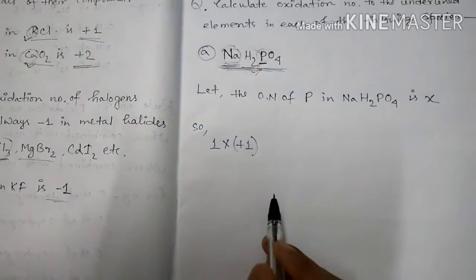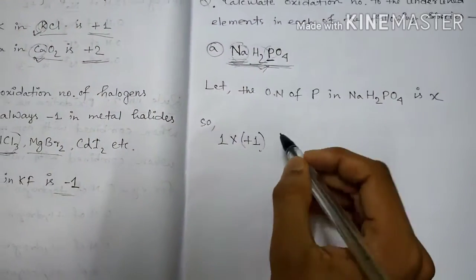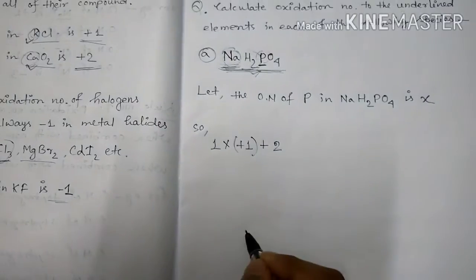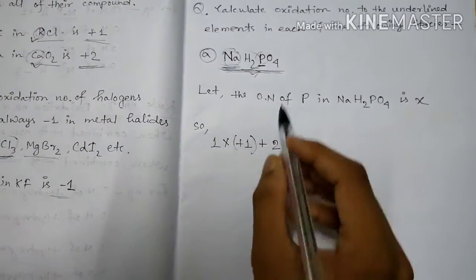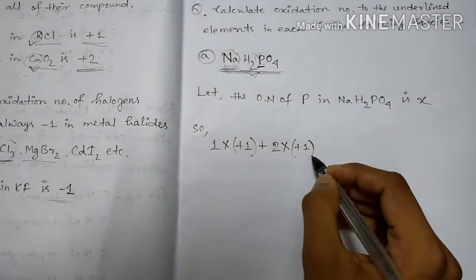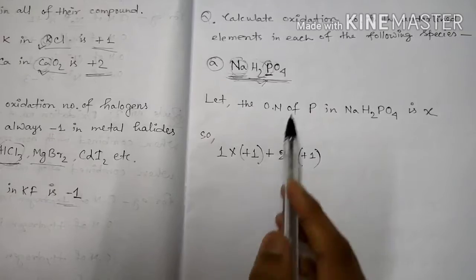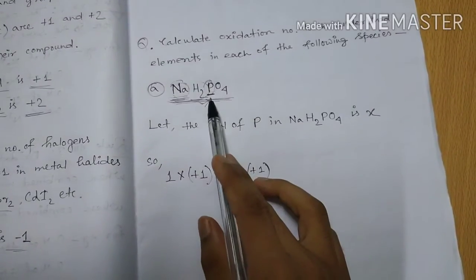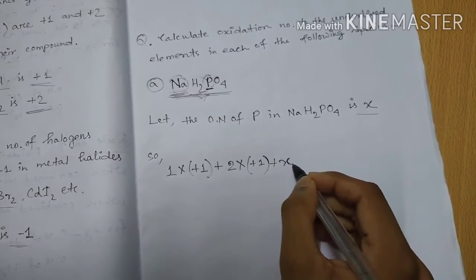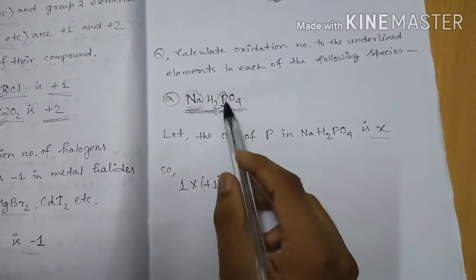Now you see how many hydrogen atoms are present in this molecule. 2 hydrogen atoms, so we write 2 multiplied by the oxidation number of hydrogen, +1. Again, the oxidation number of phosphorus is X, which we have let. So plus X. Now we have to write the oxidation number for the oxygen atoms.